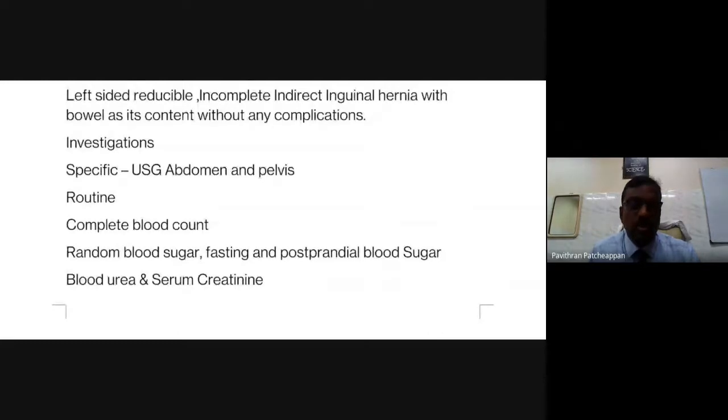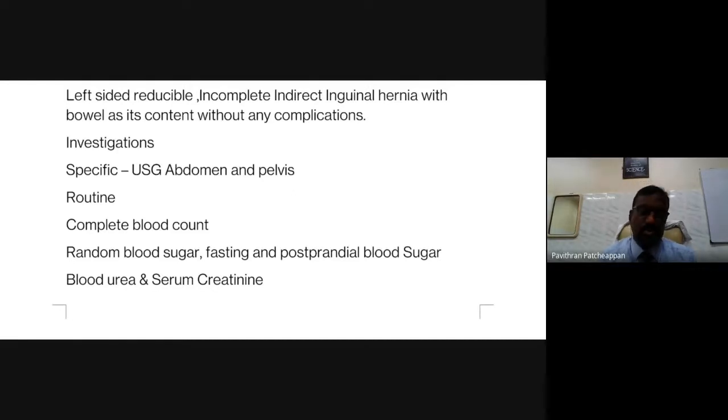If they ask whether you will do investigations, you should use the exact words: hernia is primarily a clinical diagnosis. No investigations are needed to confirm the diagnosis, but I will do investigations to see the etiological factors which cause hernia, sir. You should tell that.